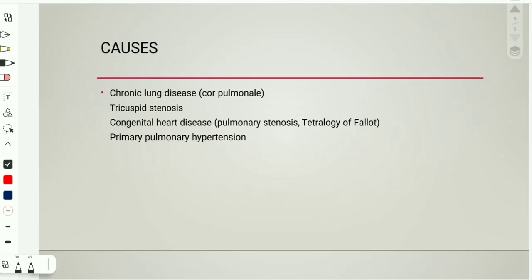Oh, before I end, causes: chronic lung disease, tricuspid stenosis, congenital heart disease, then primary pulmonary hypertension. So I think that should be all for now.